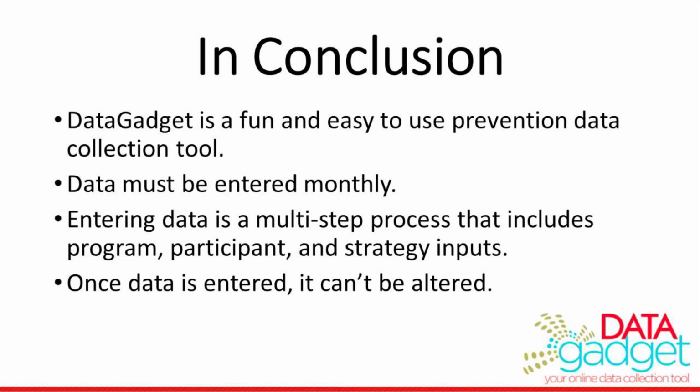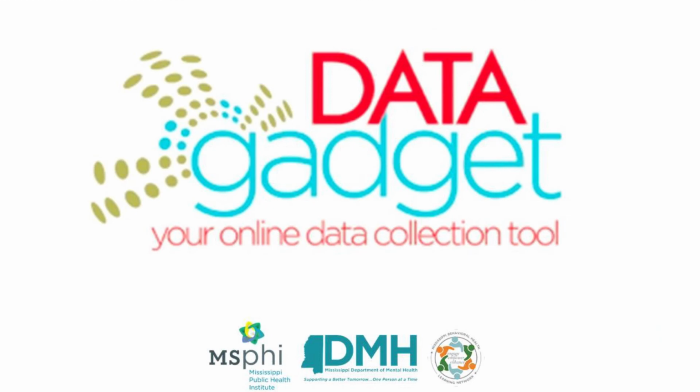So in conclusion, Datagadget is a fun and easy to use prevention data collection tool. Data must be entered monthly. Please be sure to get it in by the 10th of every month. Entering data is a multi-step process that includes program, participant, and strategy inputs. Once the data is entered, it can't be altered, so please, once again, make sure that your data is correct.